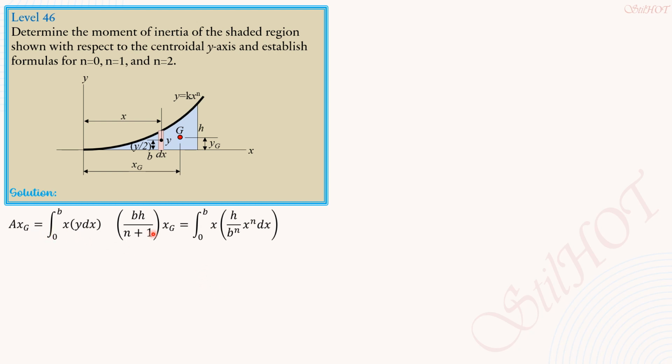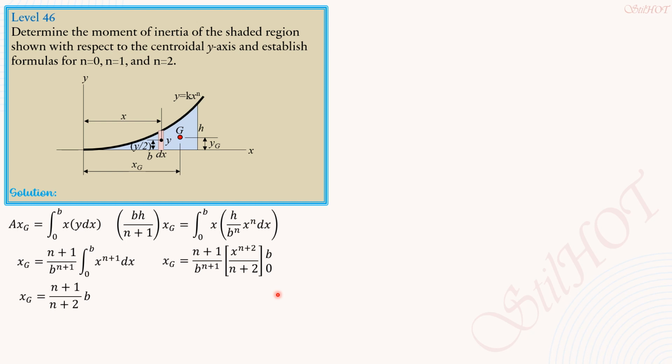So simplifying, xg is n plus 1 over, we can cancel h, b to the n plus 1 because there is b here, then the integral of x to the n plus 1 dx. So xg equals n plus 1 over b to the n plus 1, integral from 0 to b of x to the n plus 1 dx. Of course, the integral of x to the n plus 1 is x to the n plus 2 over n plus 2. So n plus 1 over b to the n plus 1, quantity x to the n plus 2 over n plus 2 from 0 to b. Then this is b to the n plus 2, which is b to the n plus 1 times b. So we can cancel b to the n plus 1, so there remains b here. Don't mind the lower limit, 0. So therefore, xg is n plus 1 over n plus 2 times b.